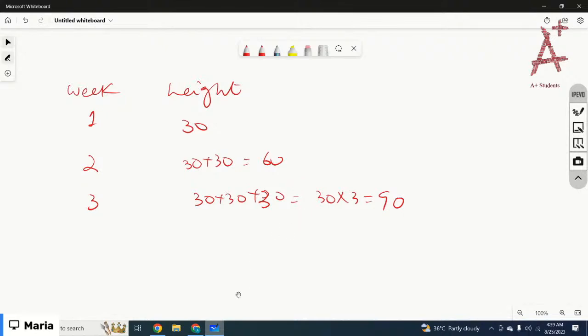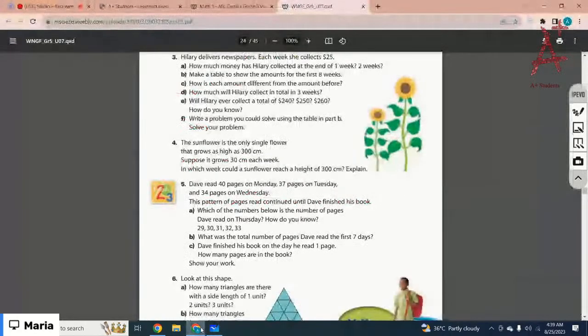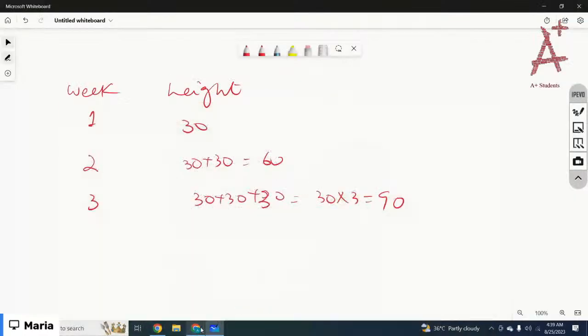The question is, at what week could a sunflower reach a height of 300? First, you have to look for the pattern. It would be 30 times n. n is the number of weeks, right? When n is 1, 30 times 1 is 30. When n is 2, that is 60.